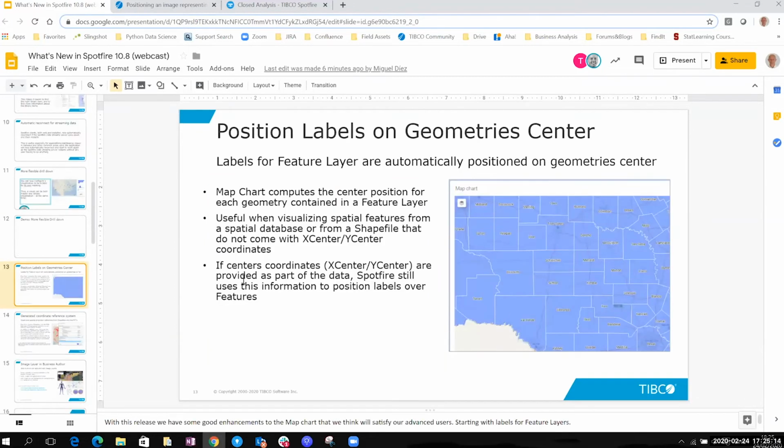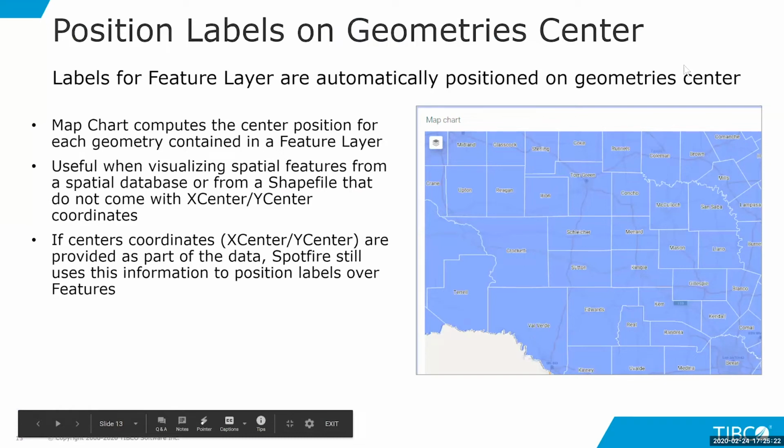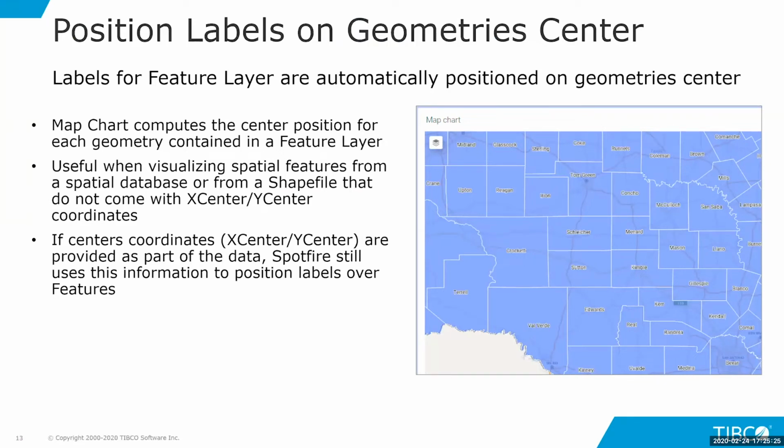Then moving on to the Geoanalytics features. We now have implemented the ability in Spotfire to automatically position feature labels on the geometry's center. Before, and this is even if the shapefile actually misses the X center or Y center coordinates.